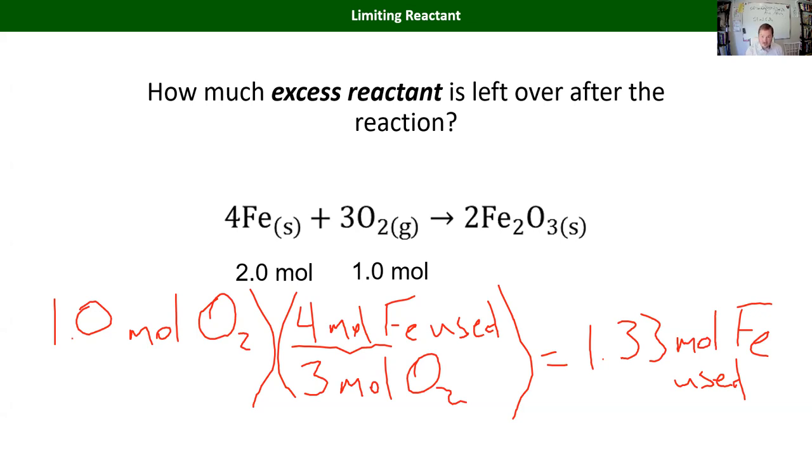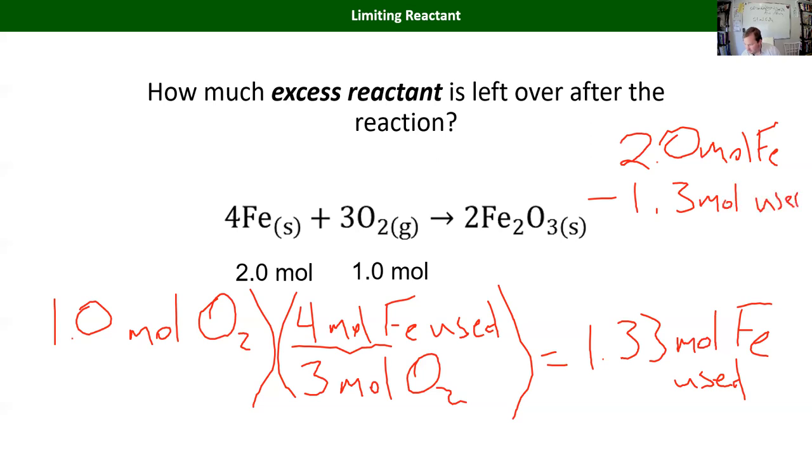So this right here tells us that the oxygen's running out first. The oxygen is the limiting reactant. And with a quick subtraction, it also tells us how much iron we have as excess. If I have 2.0 moles of iron, and I'm using 1.3 moles, I'm going to have 0.7 moles excess.